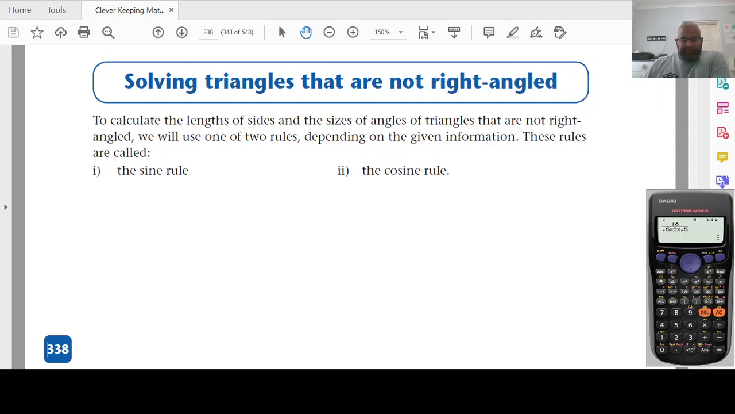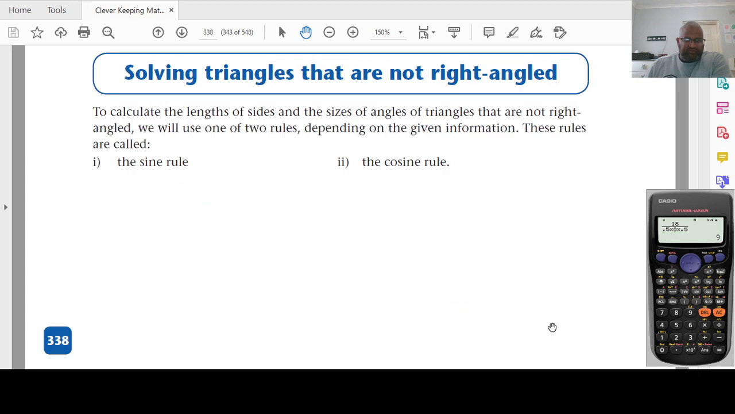Good morning. So today we're looking at solving triangles that are not right angled. To calculate the length of sides and the size of the angles of a triangle that are not right angled, we'll use one of the rules depending on the given information. These rules are called either the sine rule or the cosine rule, the cos rule, better known as.